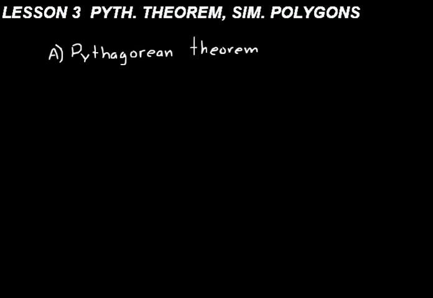Lesson 3 is about the Pythagorean theorem and some other things about similar polygons and similar triangles. Triangles are polygons, right? Now the Pythagorean theorem, that should be familiar to you already. That deals with the relationship that exists between the sides of a right triangle. And let's say we call this side A, that side B, and this side C.